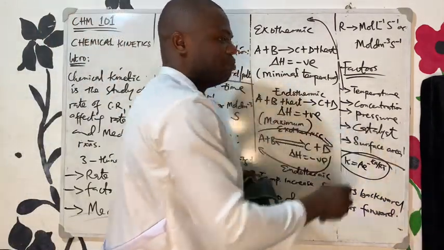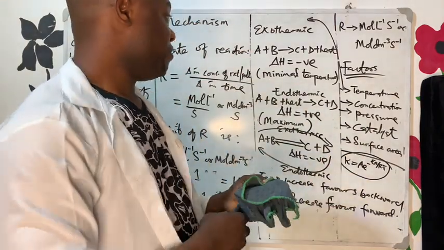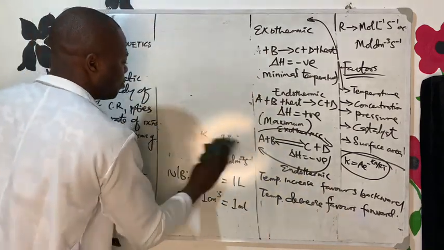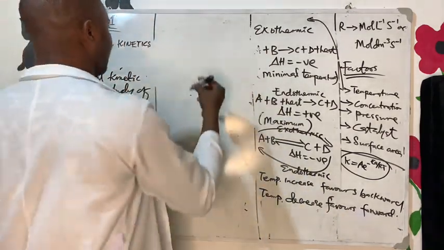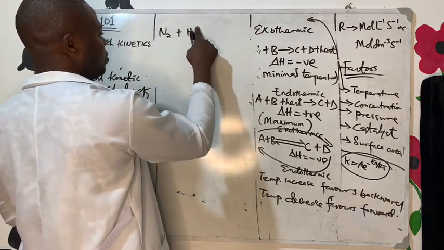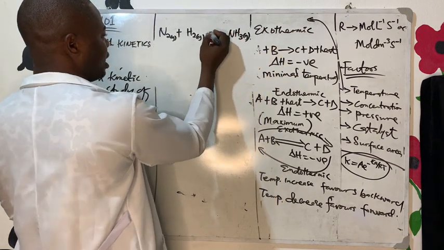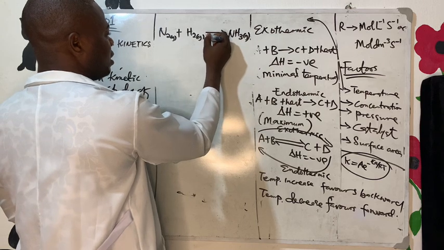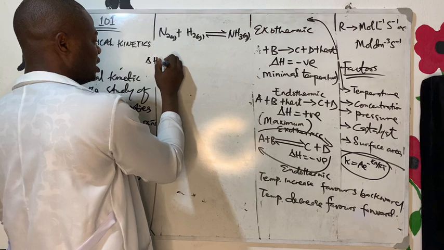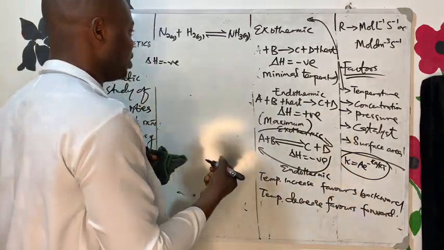Now, when we talk about pressure, pressure will only be effective for gaseous reactants. Let me use this equation, the Haber process, to exemplify that. You have nitrogen gas reacting with hydrogen gas. They give birth to ammonia gas, the only alkaline gas. This is also a reversible reaction. Of course, it's an exothermic reaction, meaning the change in H is negative. But let's not talk much about that because we are considering only the pressure effect, not the temperature, this time around.